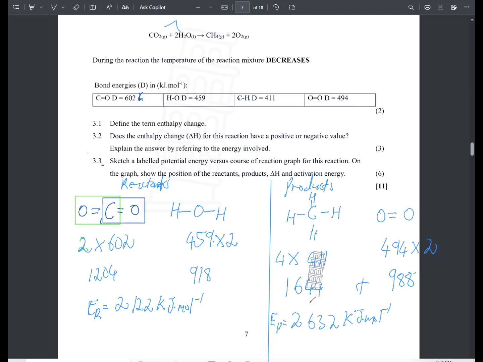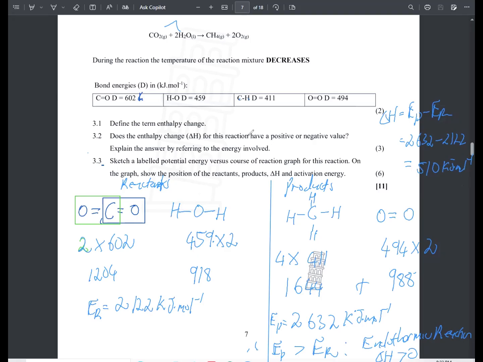Now, looking at the energy of the product and the energy of the reactant, we can see that the energy of the product is actually greater than the energy of the reactant, which suggests that this is an endothermic reaction. And if this is an endothermic reaction, that means our enthalpy change is greater than 0. Even if you were to follow enthalpy change as energy of the product minus energy of the reactant, by simply saying 2,632 minus 2,122, you would find a positive value there. So which suggests that your enthalpy change is positive.